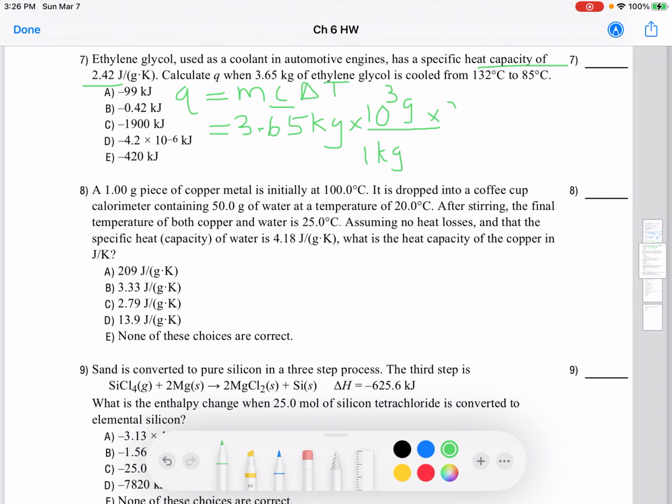Specific heat 2.42 joules per gram per Kelvin. And then cooled from 132 to 85. So what is the final temperature then? 85, right? Times 85 minus 132. And this number is given in Celsius.